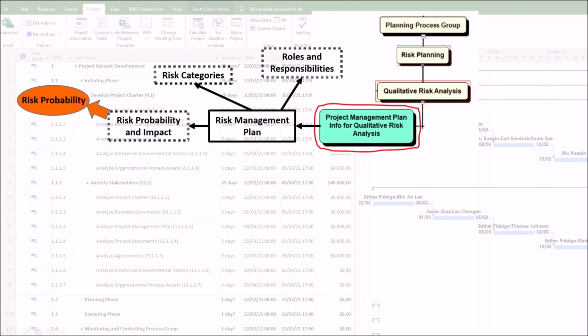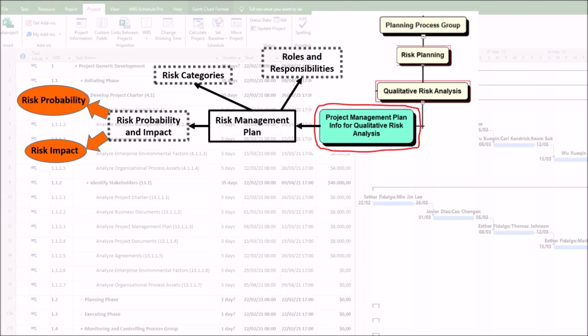Regarding risk impact, we have the following explanation. Risk impact is the magnitude of the effect a risk event would have on project objectives, such as cost, schedule, scope, or quality, if it were to occur. Impact can be measured either quantitatively, for example, a $50,000 cost overrun, or a 2-week delay, or qualitatively, for example, low, medium, or high.